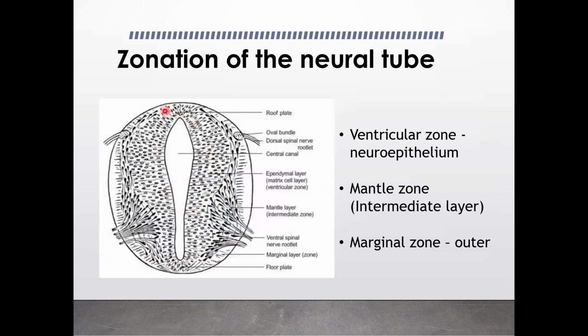One of them is the layer just next to the neuroepithelium, which is known as the ventricular zone. It's called the ventricular zone because it's found next to the ventricles, to the canals, to the central canal.